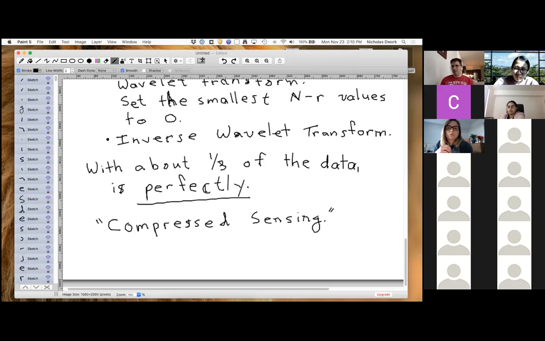Yeah, you can see why it blew people's minds. And if you read the paper, there's this beautiful paper by Candes called An Introduction to Compressive Sampling. And the paper starts out like, we're all so surprised.